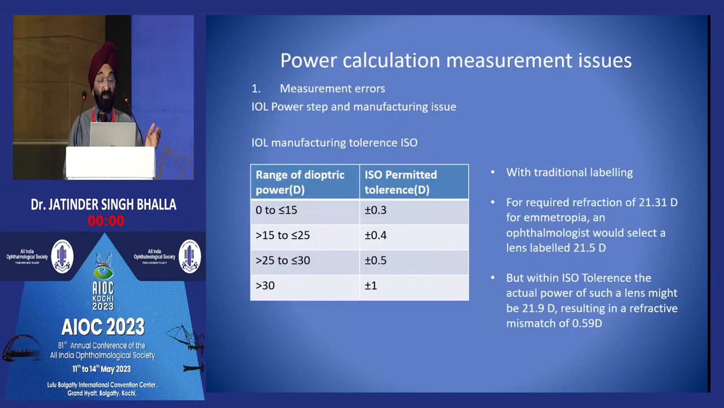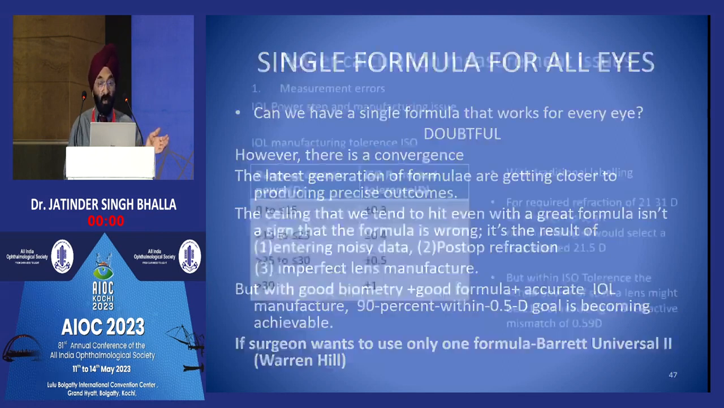And again, there are some errors in the IOL manufacturing tolerance given by ISO. Imagine that you have calculated the power of your patient to be 21.3 diopter, but the nearest power available is 21.5 diopter, and you will find from this chart that the error permitted is 0.4. So even if you have done correct estimation, good accuracy, good formula, good surgery, still you will have an error of 0.6 diopter, that is not within your control.